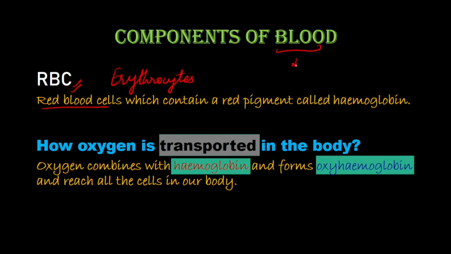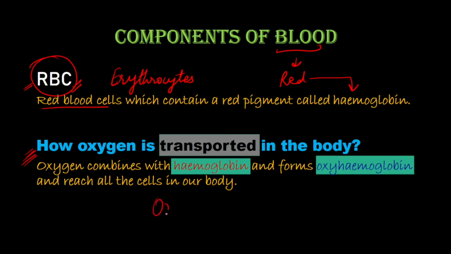The blood is red in color because of the presence of a pigment called hemoglobin in RBC. Providing red color to the blood is not the only function of RBC. One more function it performs. For example, here I have written this question: how oxygen is transported in the body. So this function is actually performed by hemoglobin, and this hemoglobin is present in RBC. That is why this question may be asked under the RBC topic.